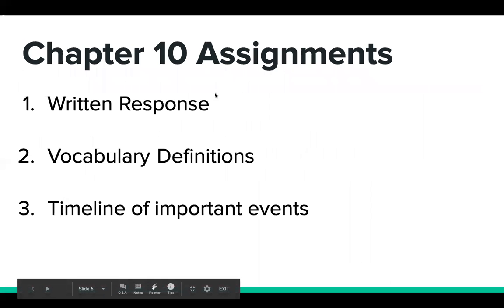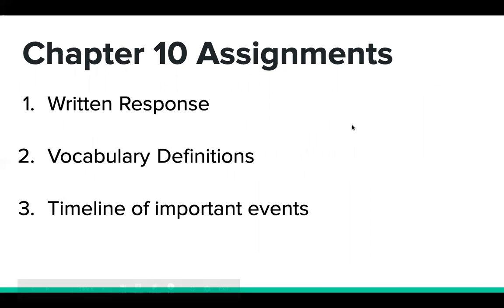Just a reminder, your assignments. Today you have your written response, your vocabulary definitions, and then your timeline of important events. Please don't forget that once you finish these, turn them into your Dojo portfolio. They will each have their own place to be put. So make sure you get all 3 of those assignments done and turned in to get credit.